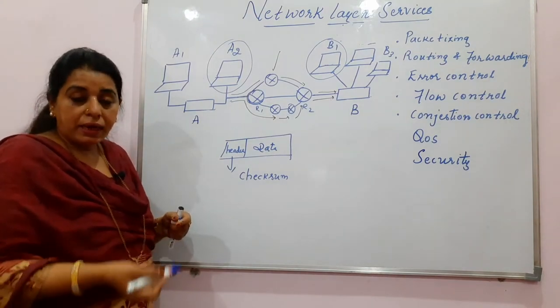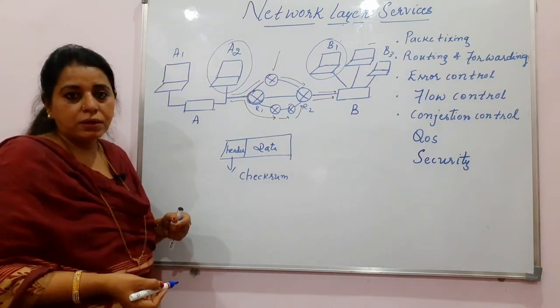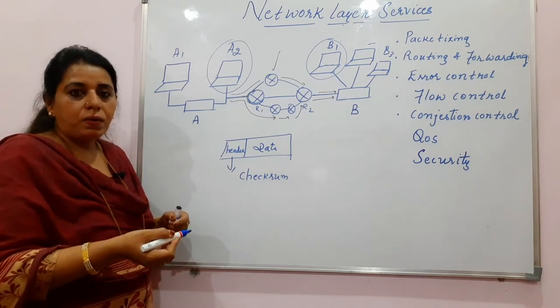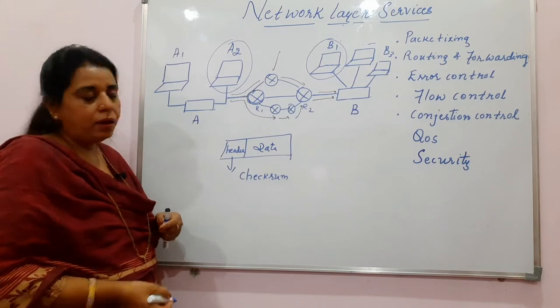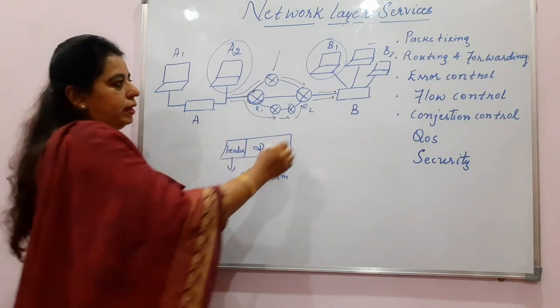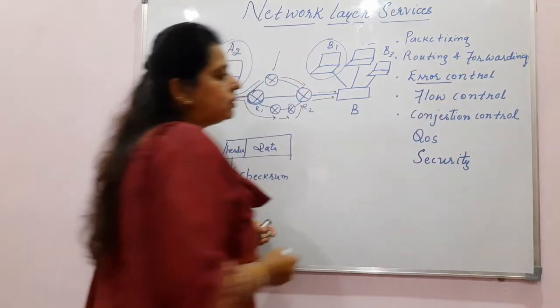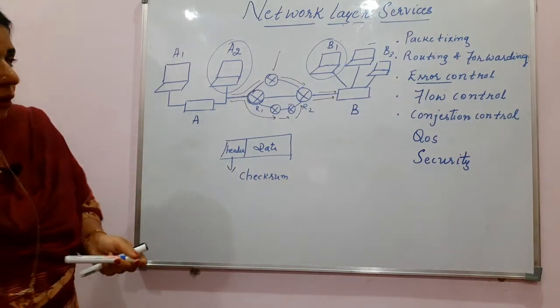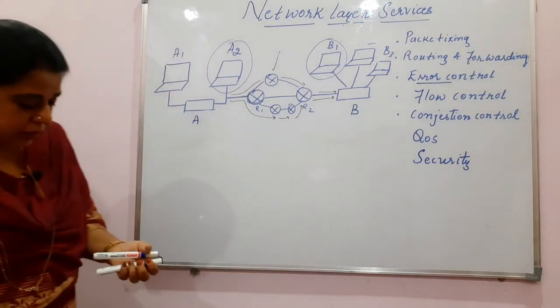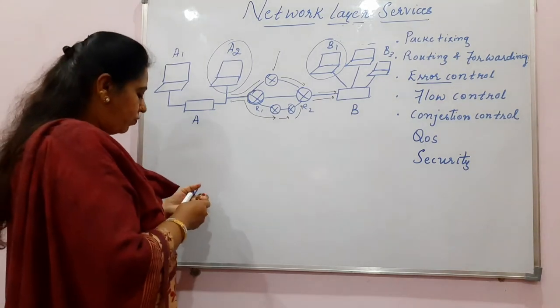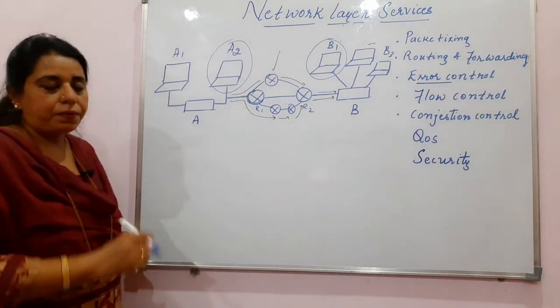Moreover, the packets get fragmented also at the routers, fine. So the error control becomes inefficient. That's the reason it is not completely incorporated at the network layer. Whereas flow control and congestion control, even these two, first you try to understand what you mean by flow control and congestion control.